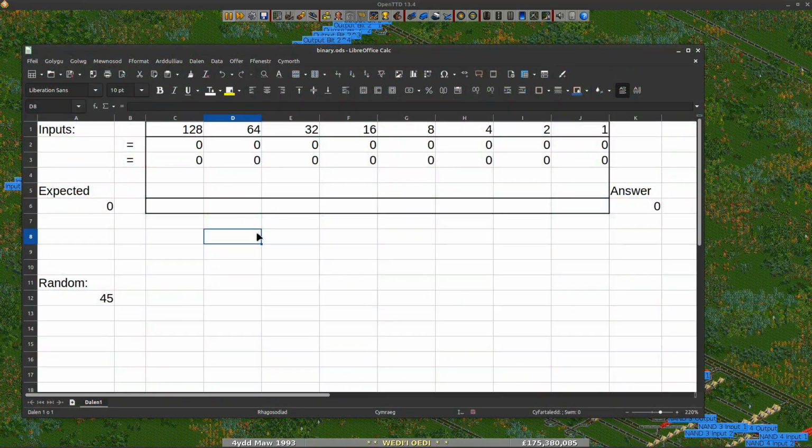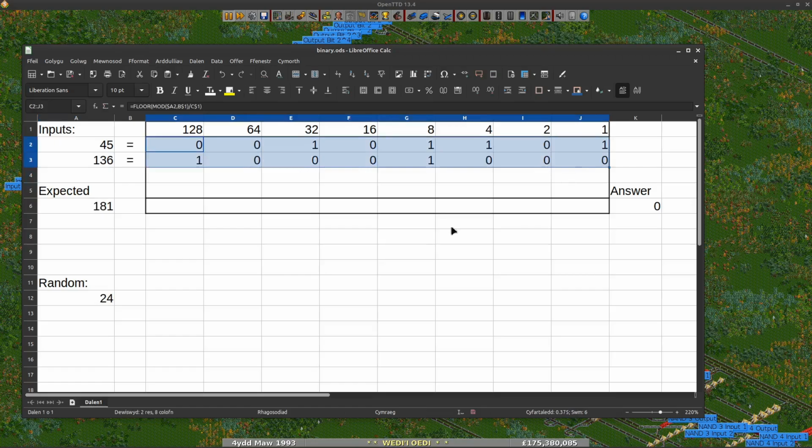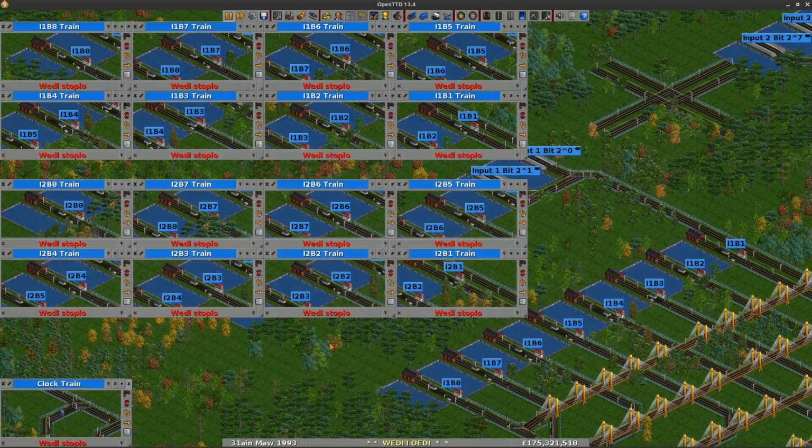Here is a spreadsheet I made that generates random numbers and can convert to and from binary. So these two binary numbers are what I'll input into my calculator. Ultimately, we expect the answer to be 181. So the first input is 45, which is 00101101. The second input is 136, which is 10001000.